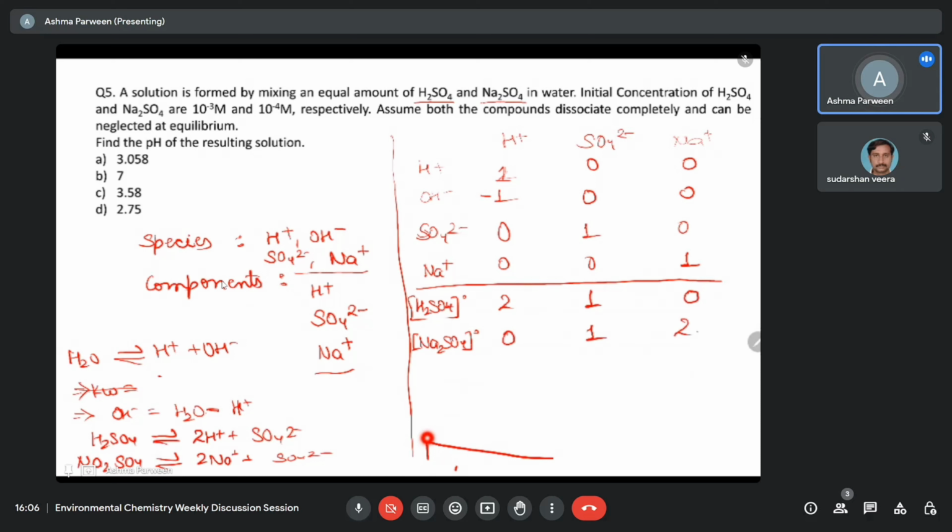So from this table we can say that total H plus will be equal to concentration of H plus minus OH minus, and this will be equal to 2 times total H2SO4 added initially, that is equals to 2 into, we are adding 10 raised to power minus 3 moles of H2SO4. So this is the total H plus added.